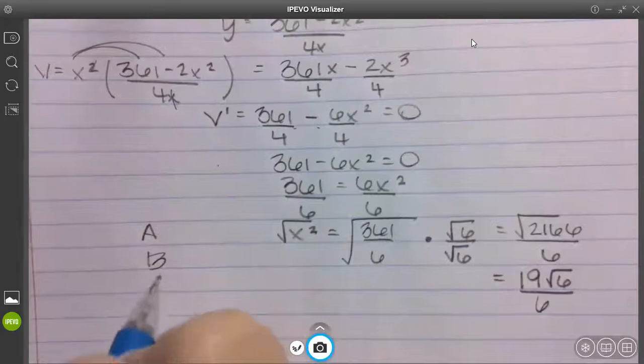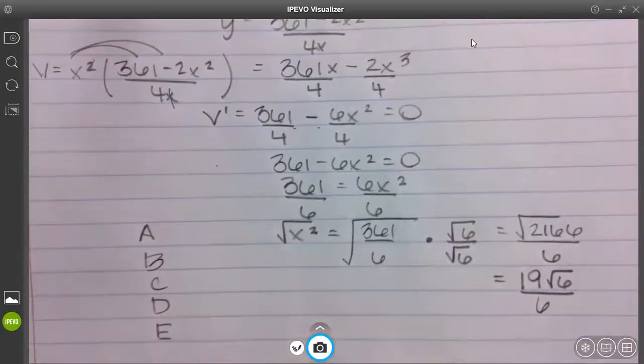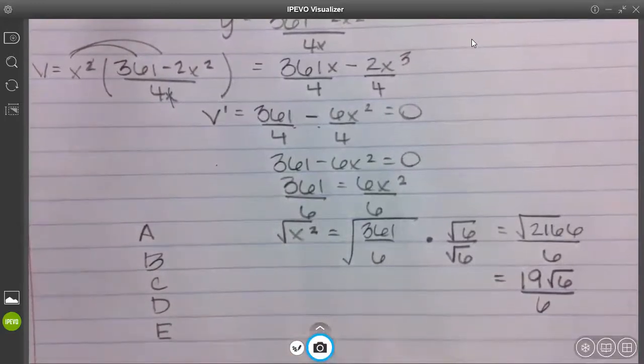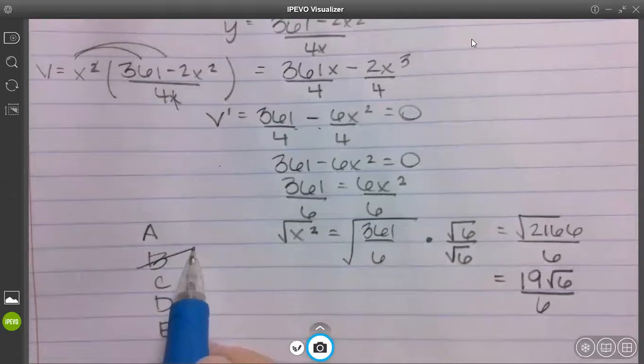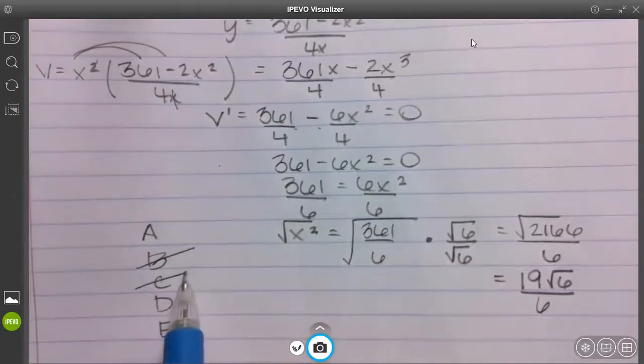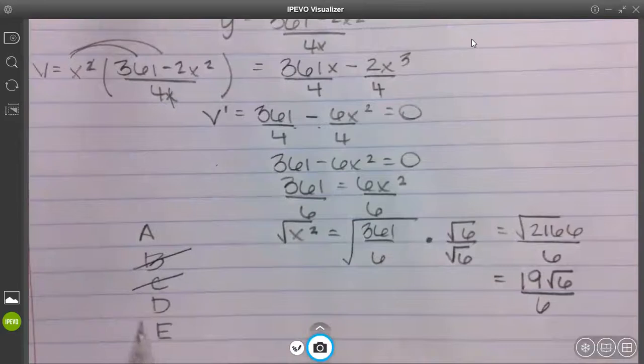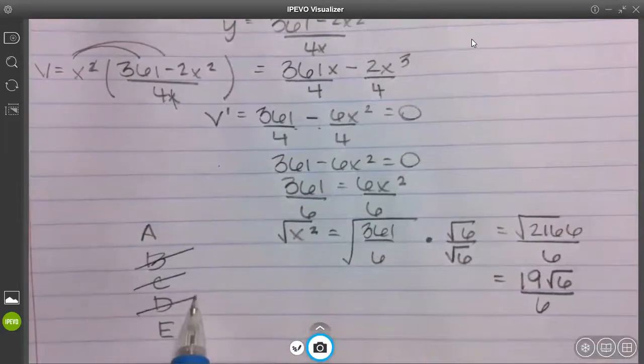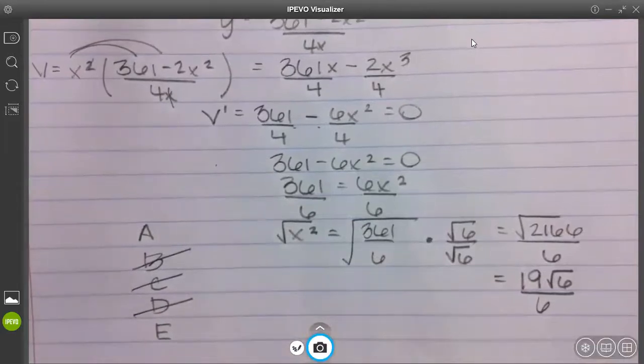So if we look at our answers, A has 3 of those, B does not have any of them, C only has 1 of them and we need 2, D is some weird numbers. And then E has 2 19 square root 6s over 6 and a square root 6 over 3. So we need to check the other dimension.